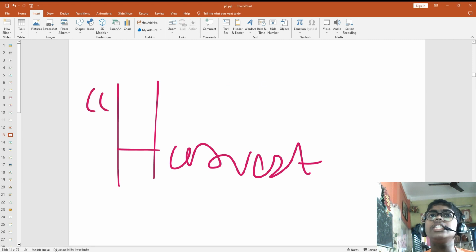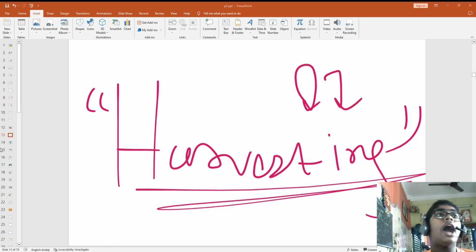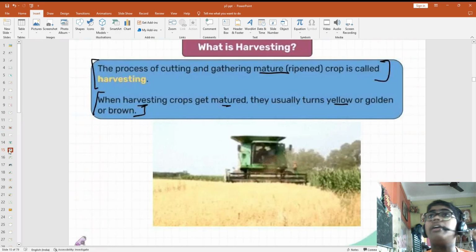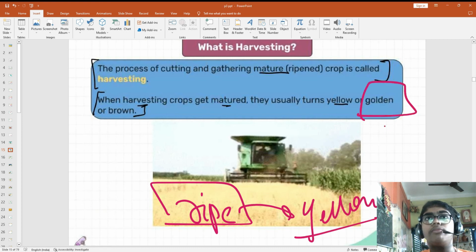Right? Now, what is this harvesting process? Harvesting is the process of cutting the mature crop. It is not that if it has not matured, we cut it. When it becomes ripe, it will turn yellow or golden, it will shine with golden color. Crops like wheat and rice will be yellow, golden in color. And some other crops like jowar, bajra will turn brown.